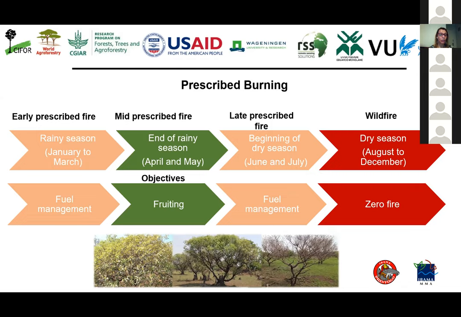Specifically for indigenous lands, we defined the periods of prescribed burnings according to this chart. So we have what we call early prescribed fire in rainy season, mid prescribed fire at the end of a rainy season, and late prescribed fire at the beginning of a dry season, each one of them with its own main objective. In this context, the fires at the late dry season are considered uncontrolled fires and they are to be avoided. Next, please.